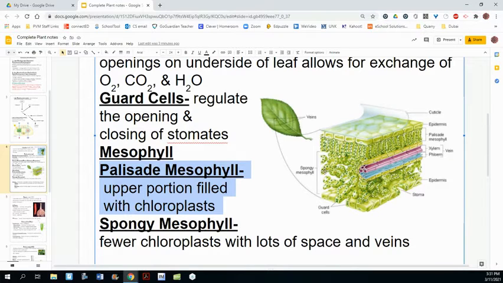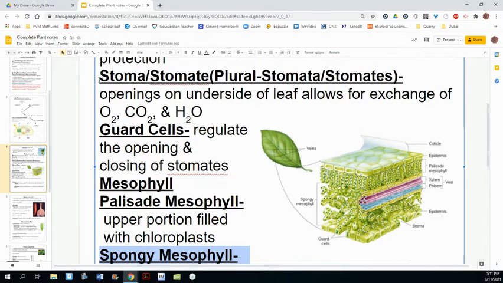Now I'm going to go down a little bit farther and point out spongy mesophyll. Spongy mesophyll has fewer chloroplasts, but it has lots of space available. The space allows for gas exchange. And that's where, on the lower epidermis, there are little holes. Those holes, called stoma, are openings that allow for the exchange of oxygen, carbon dioxide, and for excess water to escape.